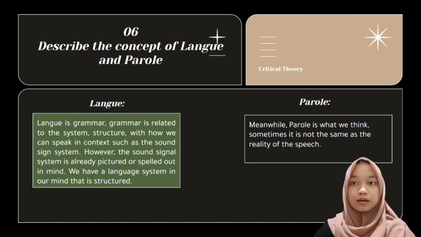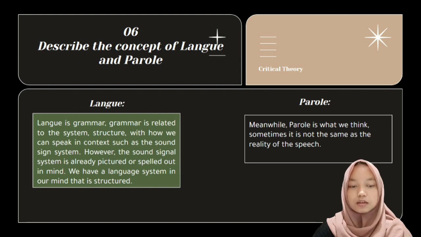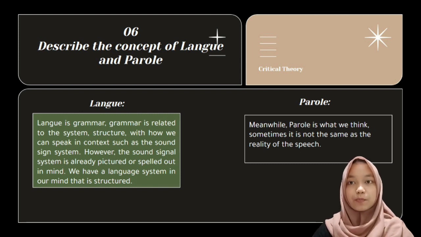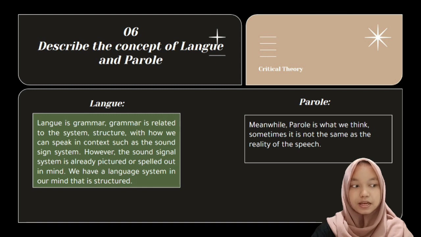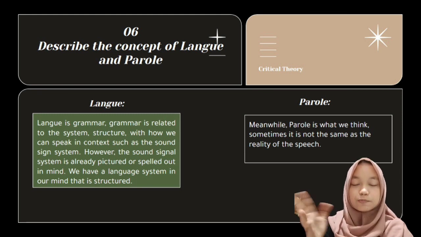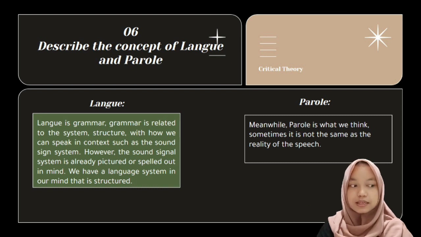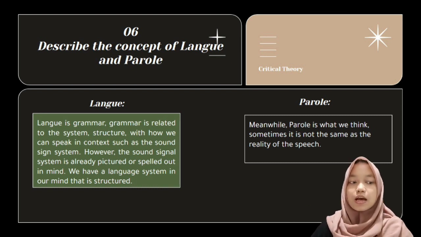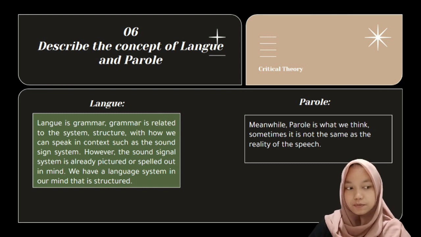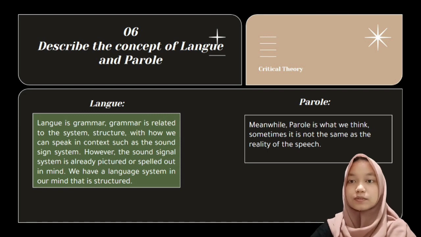Meanwhile, parole, what is parole? Parole is what we actually say. Sometimes it is not the same as what we think. For example, when we make a presentation in front of the class, the words are already arranged in our mind, but when it comes to speech acts, there are many things that distract us. For example, nervousness or maybe lack of vocabulary. The error is in how we arrange words well.